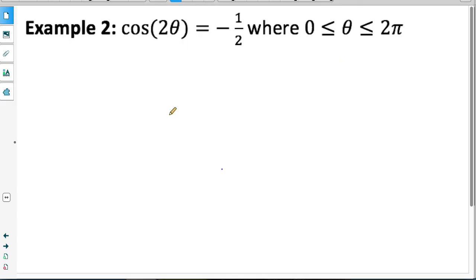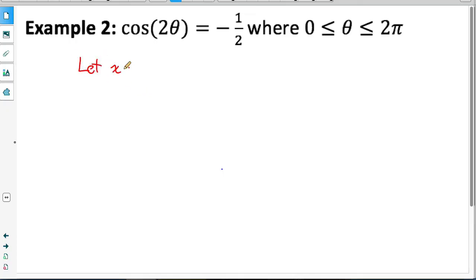So when we're solving this question, it's going to be just like the process from the previous example, so I'll go a little more quickly this time. But the steps are the same, right? So we're trying to figure out what angle, when we double it, we get a cosine ratio of negative 1 over 2. So the easiest way to start this is to use a let statement.